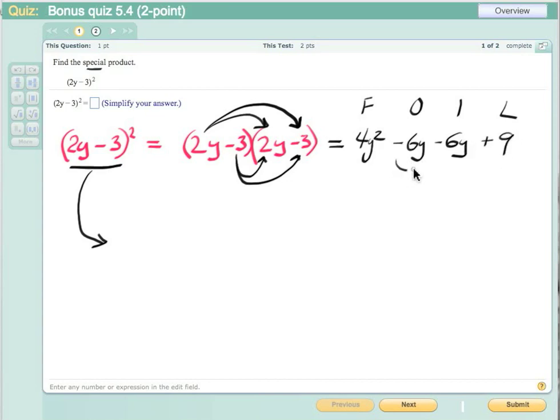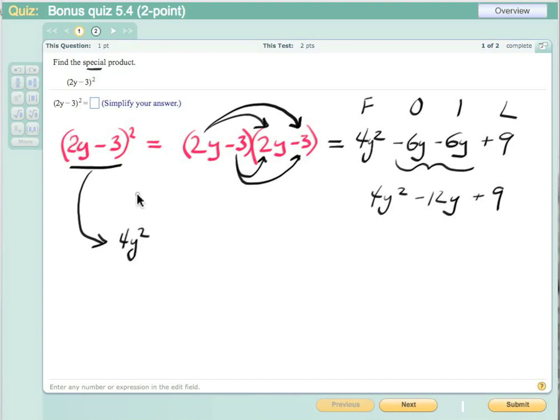Now again, the duplication means that we have two of these. They're doubled. And so when you double, you multiply by 2, and we get negative 12y instead of 6y, plus 9. And that's as simplified as it goes. So we're good there. For the shortcut, it's really simple. What you do is we're going to take the first term squared, and that's 4y squared.